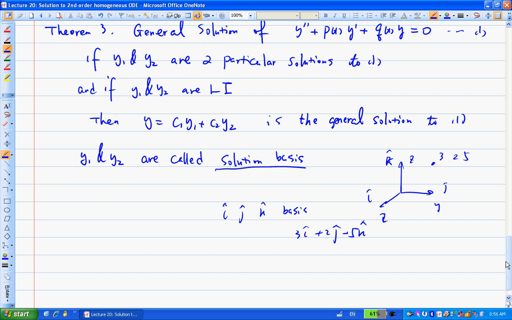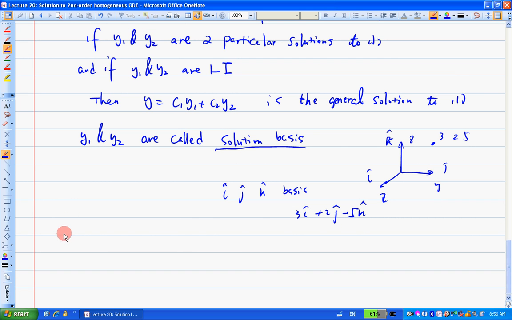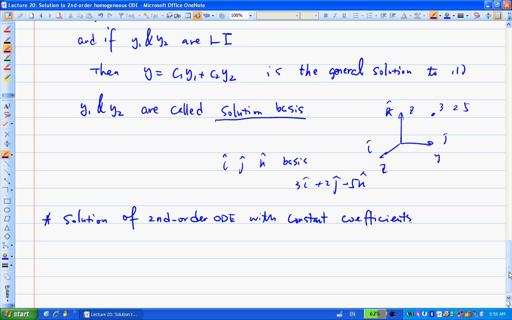Okay, so now we're ready to go into specifically how to get the solution of the second order ODE. Now we're going to start from the easy one. We're going to talk about the solution of a second order ODE with constant coefficients, meaning we're dealing with y'' plus a y' plus b y equals 0, where a and b are constants.